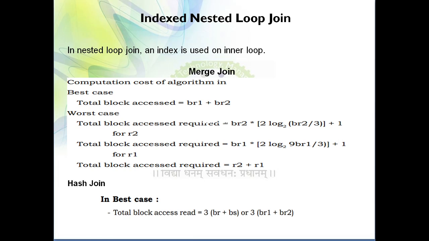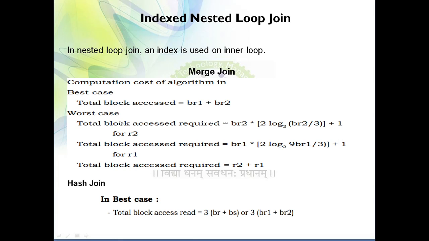So what formula are you going to use to calculate the total number of block accesses in case of a merge join? In case of merge join, the best case formula is the same, that is BR plus BS. In this case either you consider relation R and S, or you can say relation R1 and R2. You need to remember one thing: the best case formula for all types of join operation is the same. So in case of merge join also, the formula is the same.